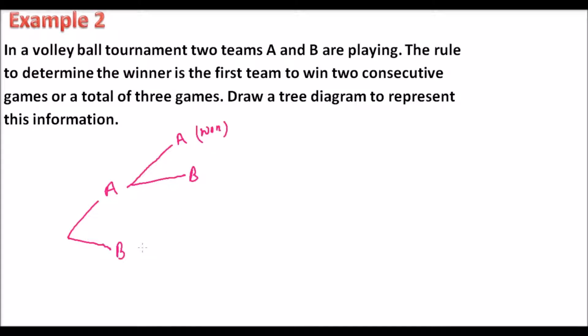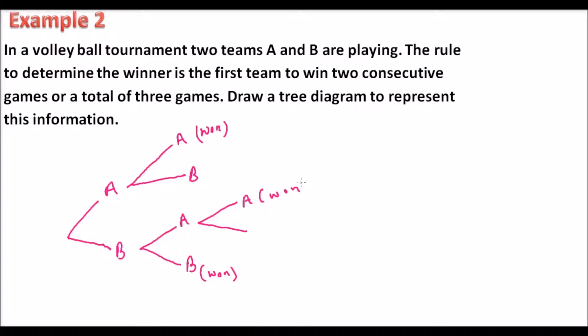We come to the second option. B can win the first game, and in the second game A wins or B wins. If B wins the second game, it means B has won because it has won 2 consecutive games. But if A wins the second game, they have to play the third one. If A wins the third game, then it means that A has won 2 consecutive games, so it has won.